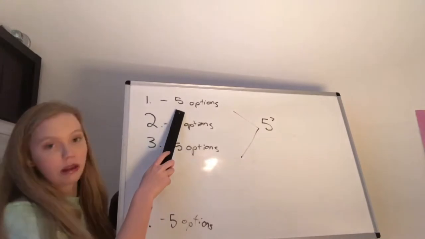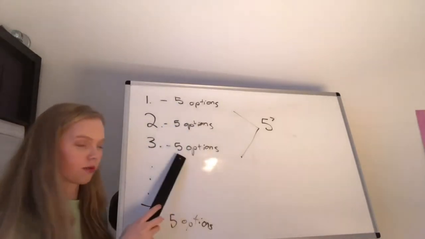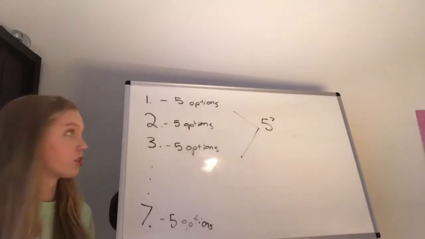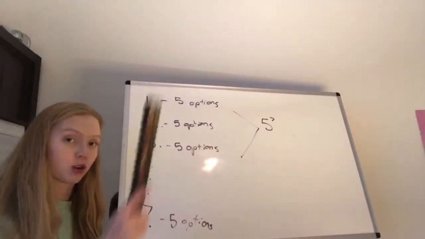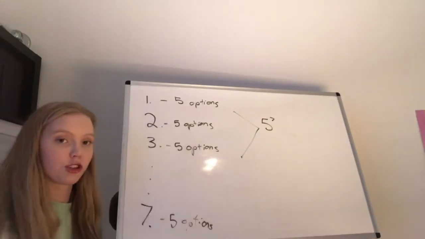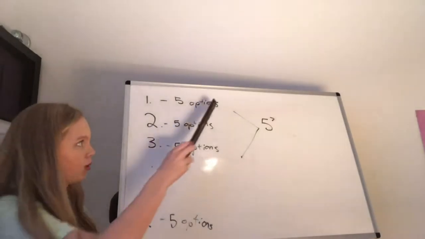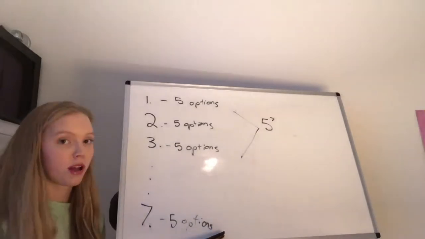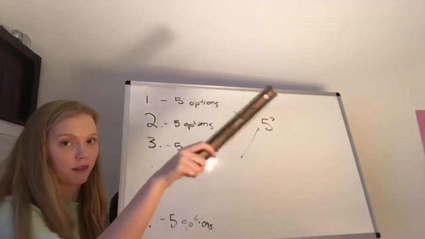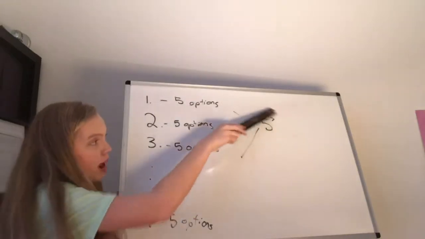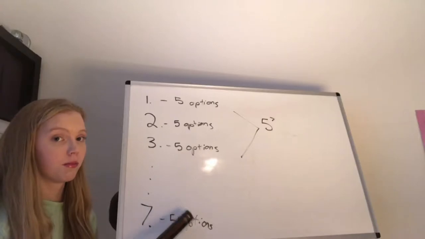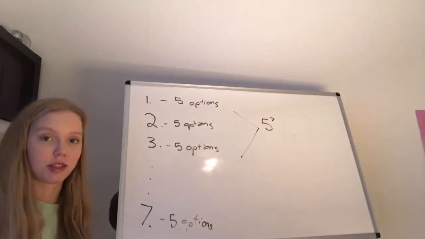So the first one, 5 options. The second one, 5 options. The third one, 5 options. All of them have 5 options, which means we're going to just multiply them all together because what we pick for question 1 doesn't affect at all what we have to pick for question 2, right? So we multiply 5 by 5 by 5 by 5 by 5 by 5 by 5, which is 5 to the 7th power, because there's 7 questions. And that's our answer, 5 to the 7th power.